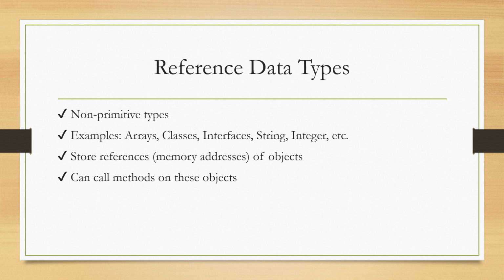Reference data types. Reference types are a little different. Examples are string, arrays, classes. They don't store the actual value. Instead, they store the address of where the object is kept in memory. You can also call methods on them. Example, if I write String name is equal to TechIgnite, name is not storing the word TechIgnite directly. It is storing the address where TechIgnite is kept in memory.